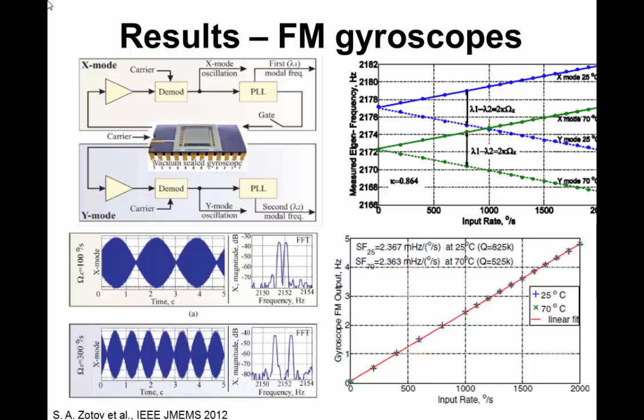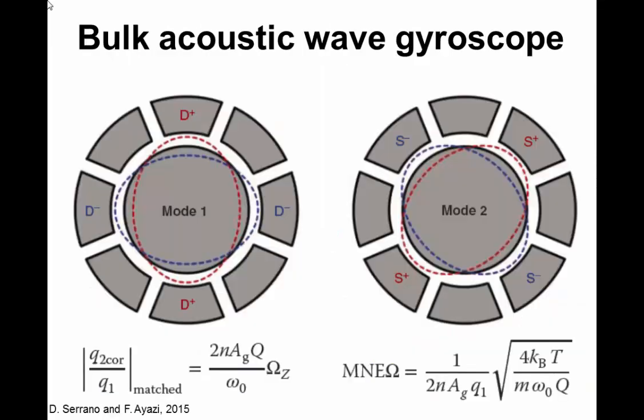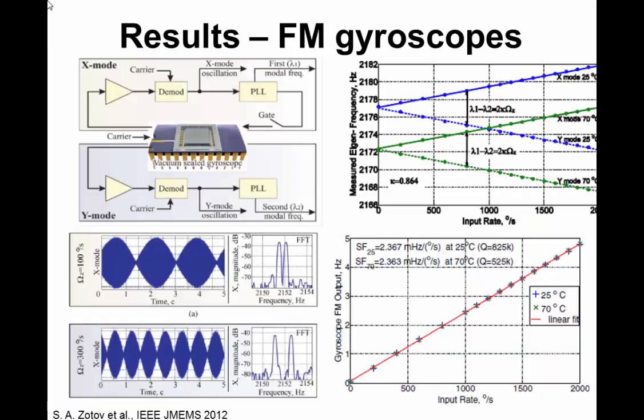And some of the highest stability scale factor gyros are in fact these that are inherently stable, these mode match frequency modulated gyroscopes. Okay, so those are the three classes of gyros.